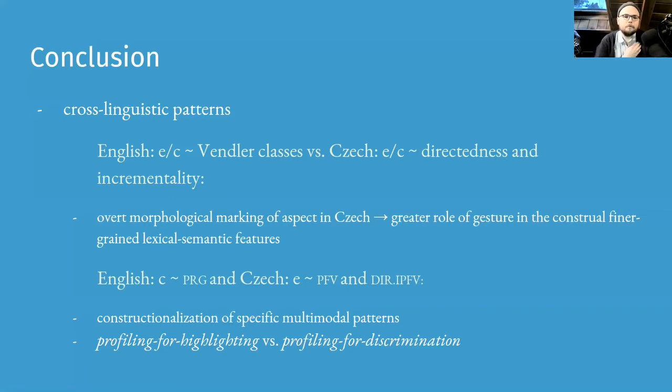To conclude, the corpus-based and experimental evidence converge toward a general observation that both ended simplex and continuous complex forms of gestures can be associated with aspectual types in English and Czech, but there are some language-specific tendencies. First, there is overt morphological marking of aspect in Czech, which may be linked to a greater role of gesture in the control of finer-grained lexical semantic features, such as directedness and incrementality.